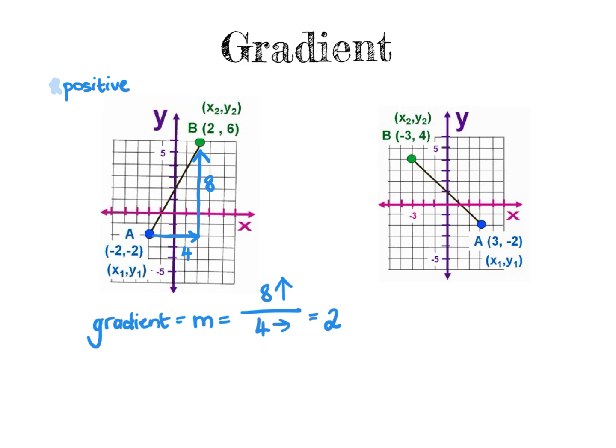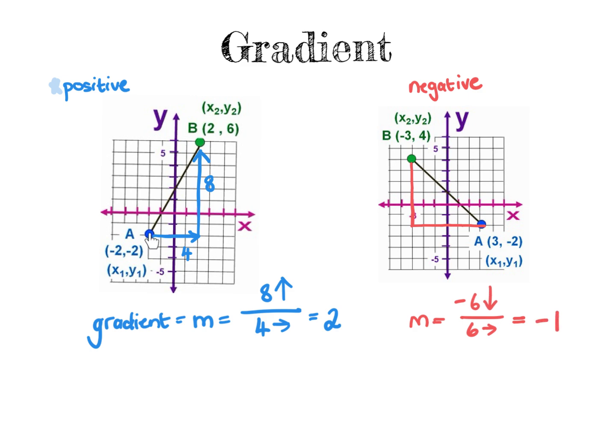Let's see what happens with the gradient on the right-hand side. We know that this is a negative gradient, so there must be a negative value that I calculate here. So if we have a look from 4 down to -2, that must be 6 down. 1, 2, 3, 4, 5, 6 down. So do it like that. Because it's down, we put a negative sign. And from -3 to 3, that should be 6 horizontally. Yes, that is. So that means that this gradient is -1.